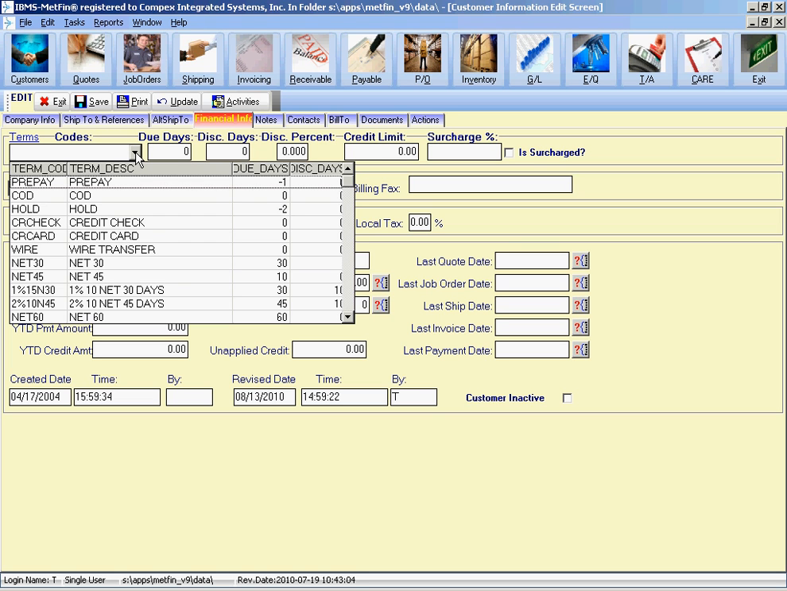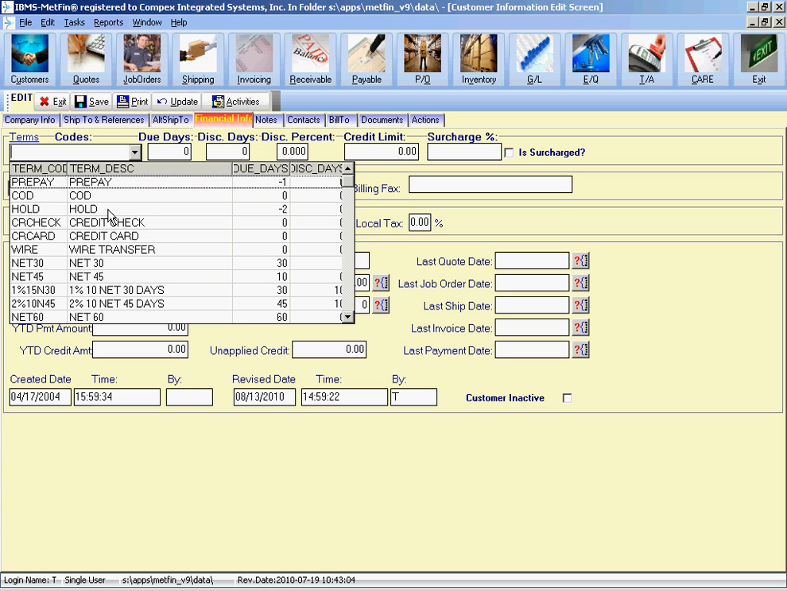Terms, as you know, is how you define the payment term for this customer, whether it's net 30, COD. For example, COD being cash on delivery: you expect the customer to pay for the service right at the time you deliver the part. Prepaid means they have to pay ahead of time before we even start working on the job. Hold means don't do any more work for this account.